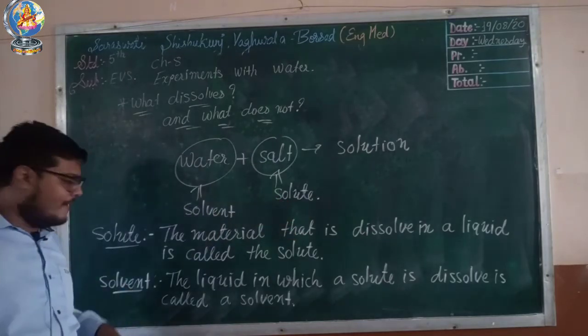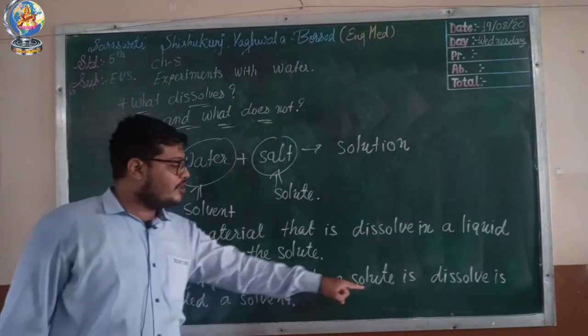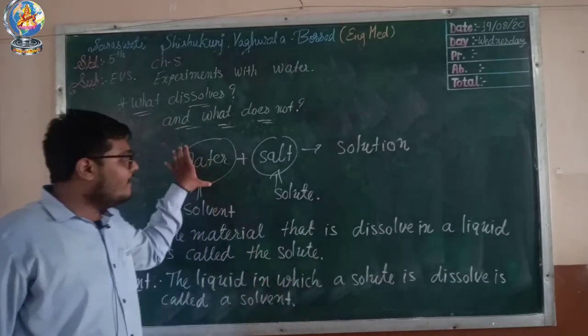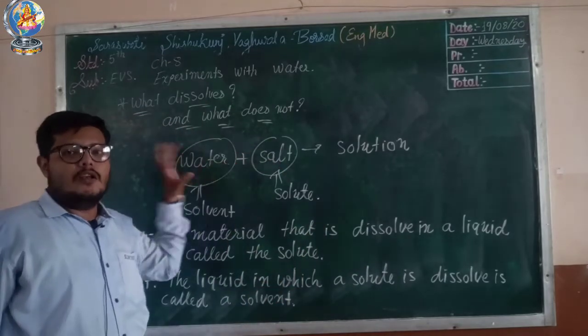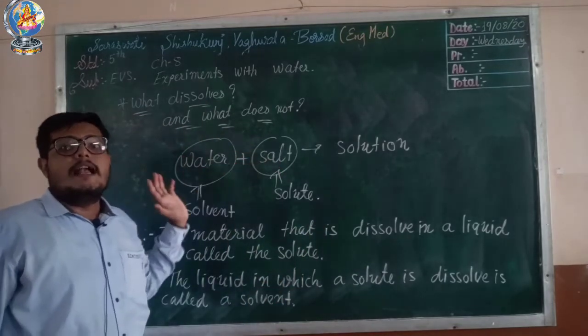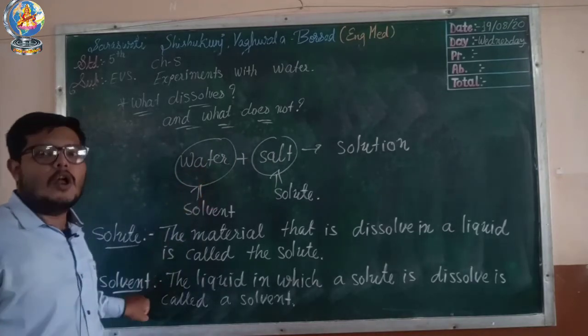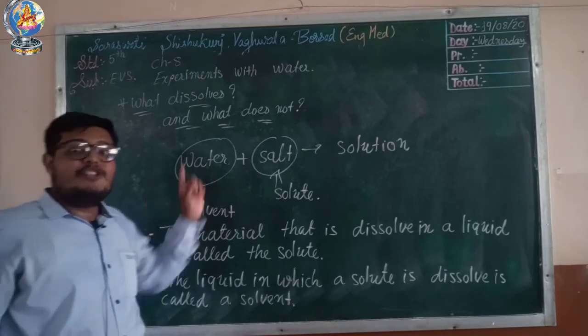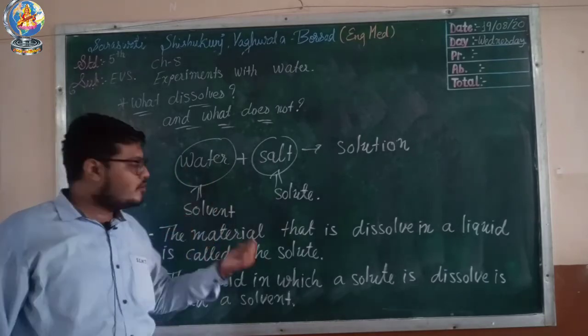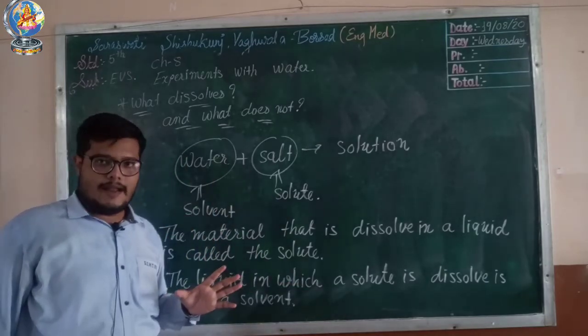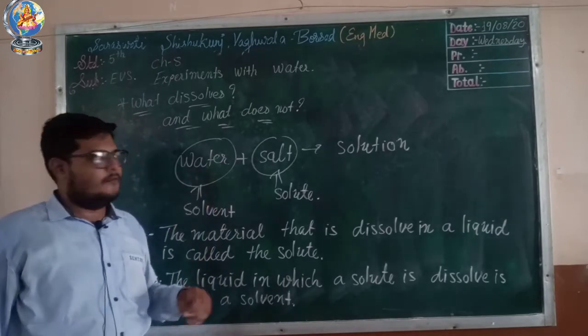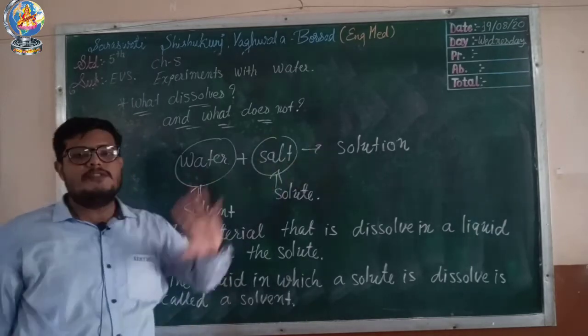Now see solvent definition. The liquid in which a solute is dissolved. Liquid in which solute is dissolved. So that liquid means this is water. So that is your solvent. Liquid in which solute is dissolved, and that liquid is called solvent, right? So here water is your solvent, and that both together forms solution.